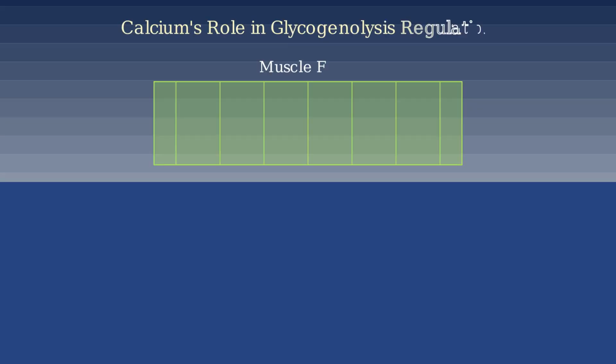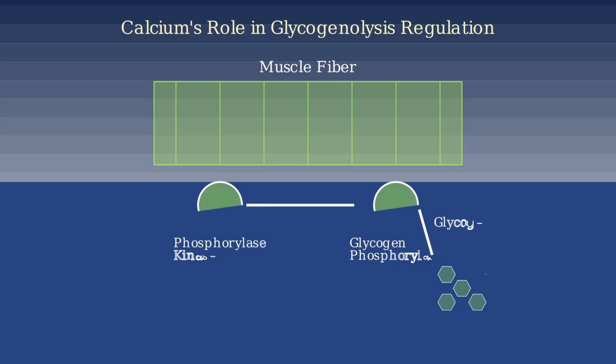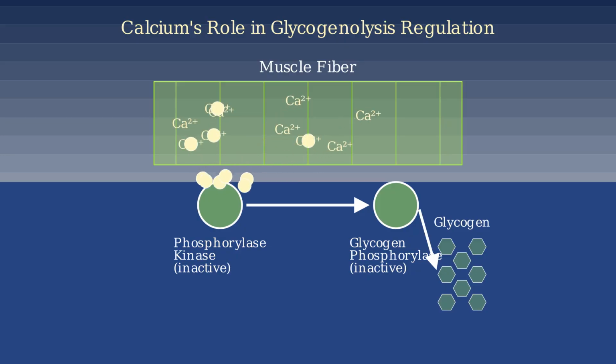Calcium ions serve as critical second messengers in the regulation of glycogenolysis, particularly in muscle tissue during exercise. When muscles contract, calcium is released from the sarcoplasmic reticulum into the sarcoplasm. This sudden increase in cytosolic calcium concentration triggers a coordinated response that links muscle contraction with energy production. Calcium directly binds to phosphorylase kinase, which has a specific calcium binding subunit, triggering its activation. The activated phosphorylase kinase then phosphorylates and activates glycogen phosphorylase, the key enzyme in glycogenolysis.